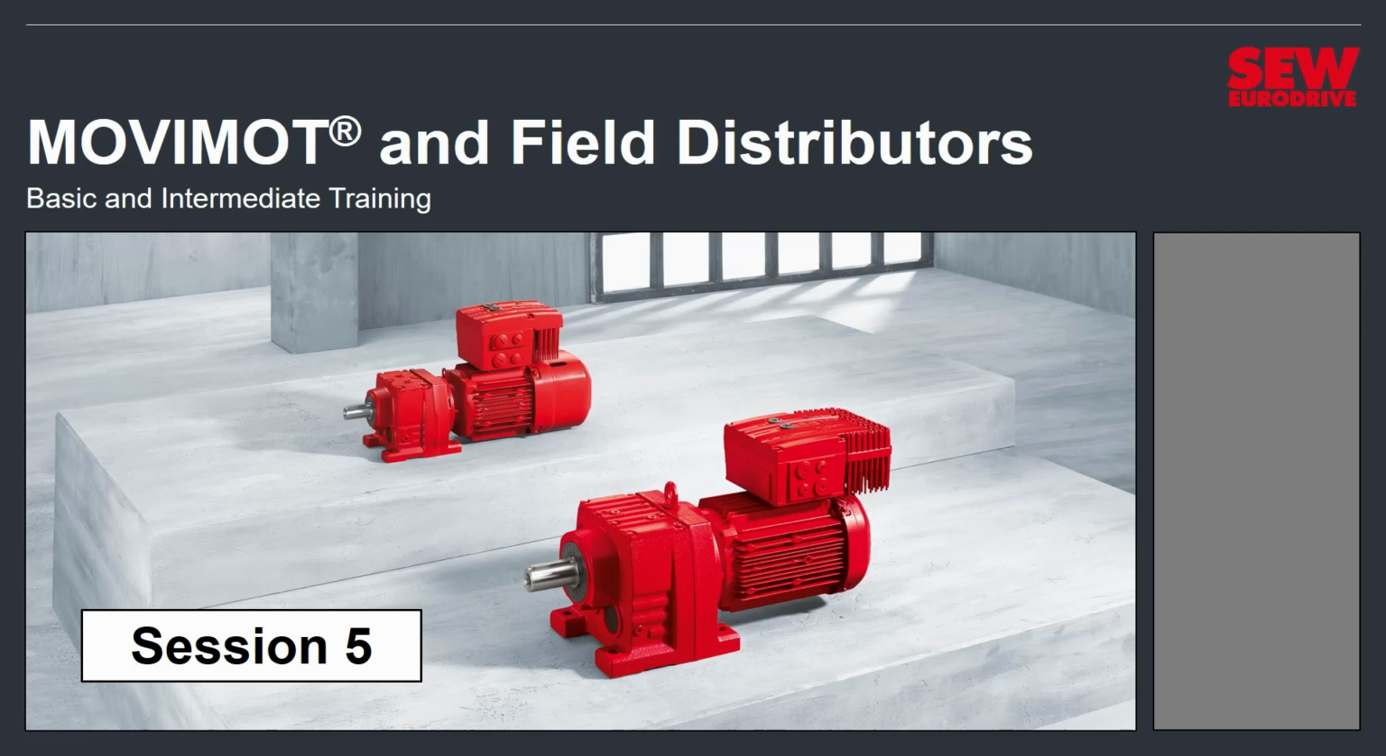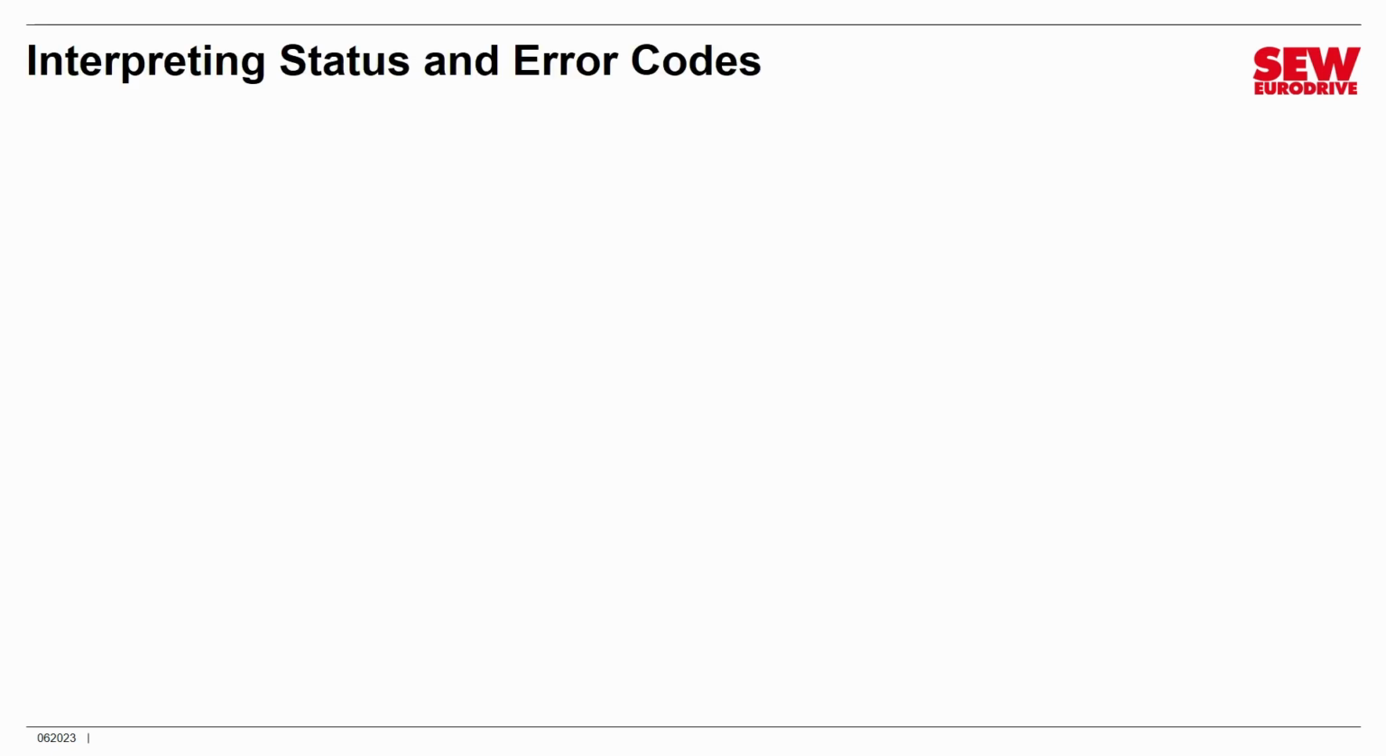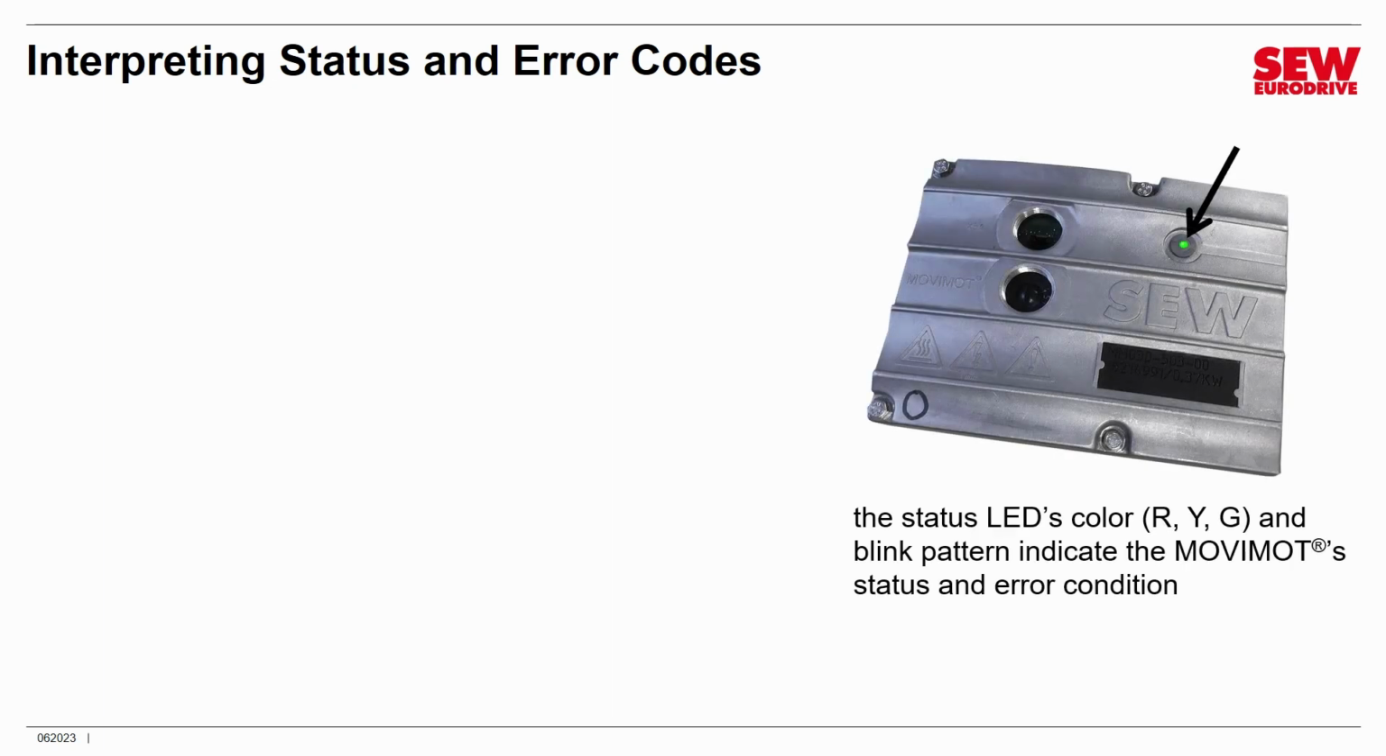Let's get started. The first thing I want to talk about is status and error codes. How does a MOVIMOT communicate with you to indicate what its operational status is and if something has gone wrong? Well, you've probably noticed if you've been doing the actual hands-on activities that the MOVIMOT has a small indicator LED on the top of the control head. You may have also noticed that it can change color. It's actually a tricolor LED. It can be red, yellow, or green.